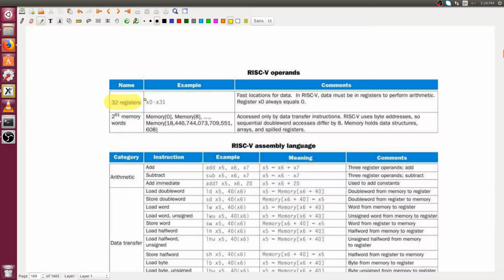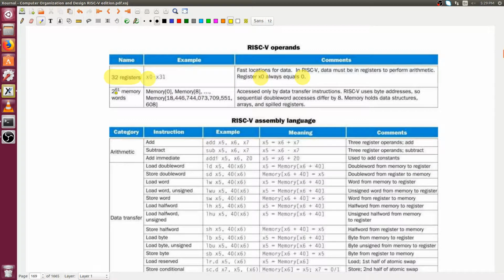X0 is usually a specific register that always stores 0. It's like a constant register, usually included just for convenience. That way, when you need to test something against 0, you don't always have to load in a 0 or assign some variable to 0. You have something that's already predefined as 0. That's why register X0 is always 0.